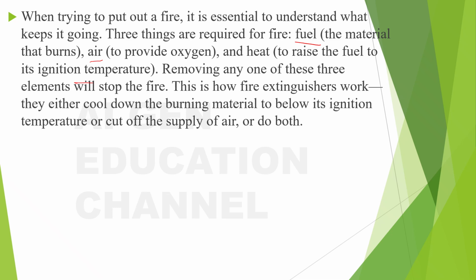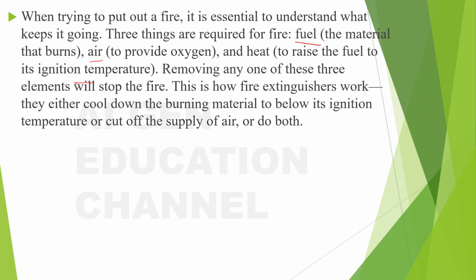We have dealt with ignition temperature. We know that air is important. We also know that the combustible material should be there for the combustion to take place, right? So removing any one of these three elements will stop the fire. So you can either choose to stop the flow of oxygen, or you can reduce the heat, or you can take off the combustible substance. Whatever can be done, you have to do in order to put out the fire, right?